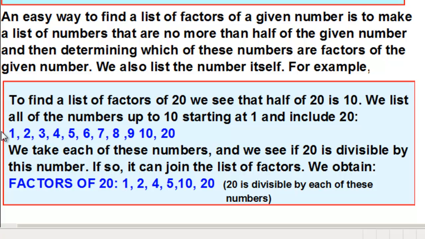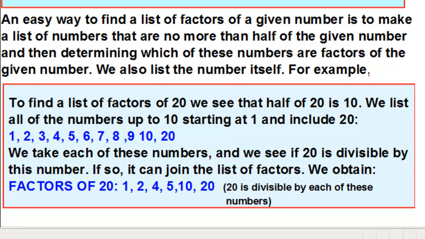So, 20 divided by 1 is 20, remainder 0, so 1 is a factor of 20, it goes on the list. For 2, 20 divided by 2 is 10, remainder 0, so it is a factor. For 3, 20 divided by 3, the remainder is not 0, so it doesn't go on the list. For 4, 20 divided by 4 is 5, remainder is 0, so it does go on the list, etc. So we get a list of factors 1, 2, 4, 5, 10, and then the 20 itself. That's how we get a list of factors.